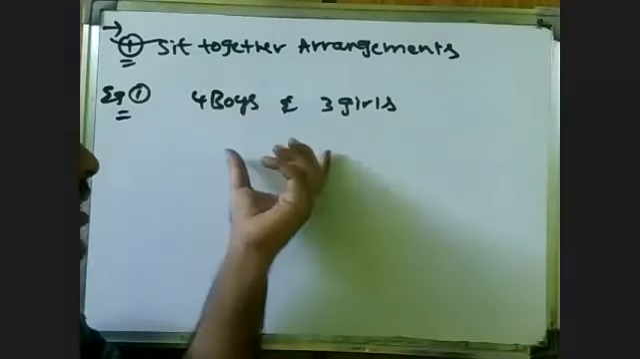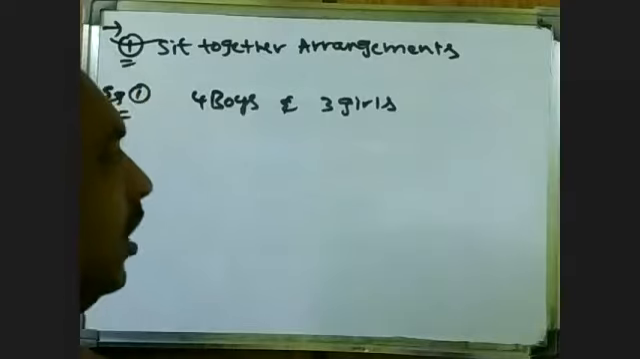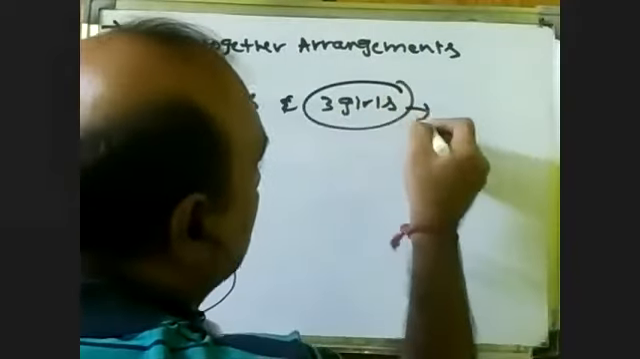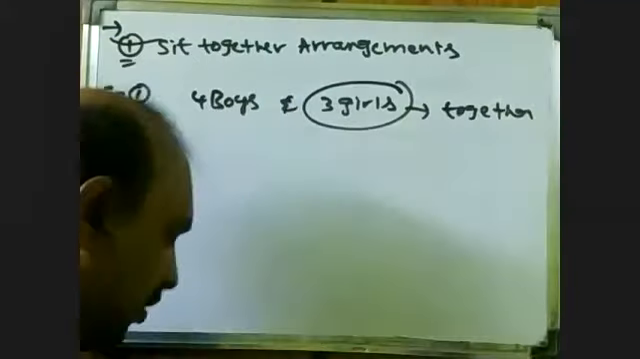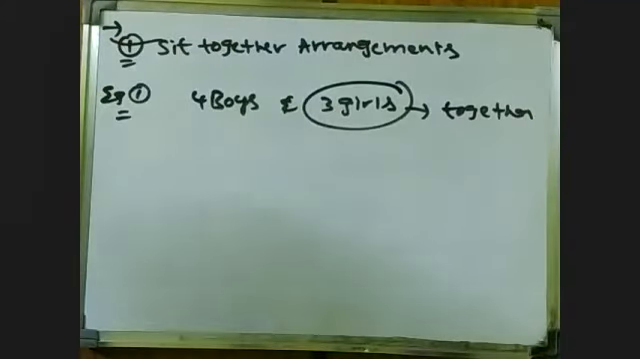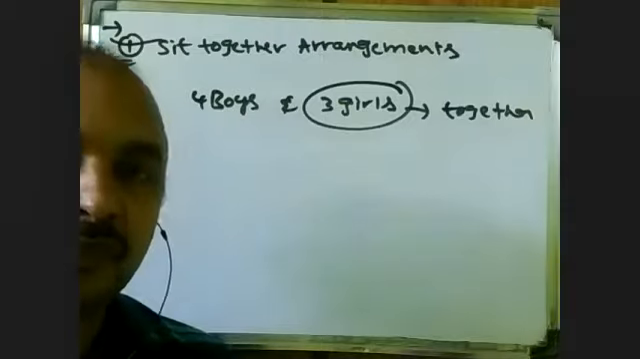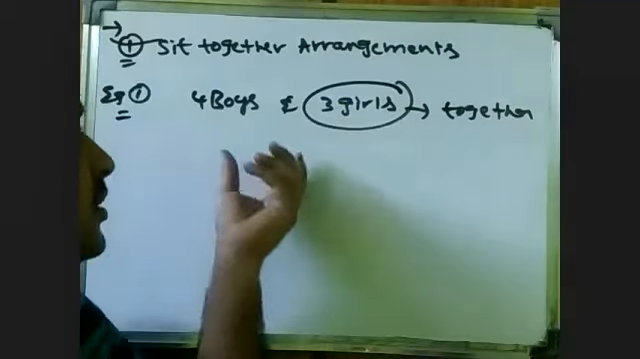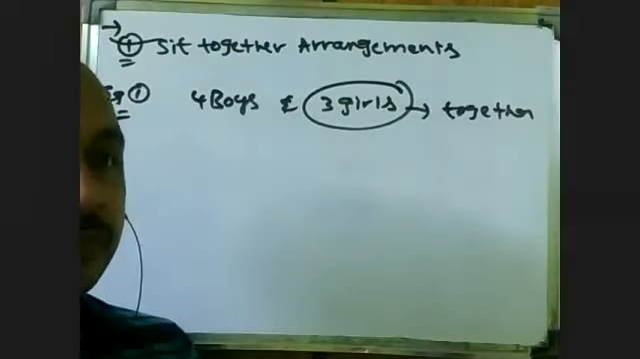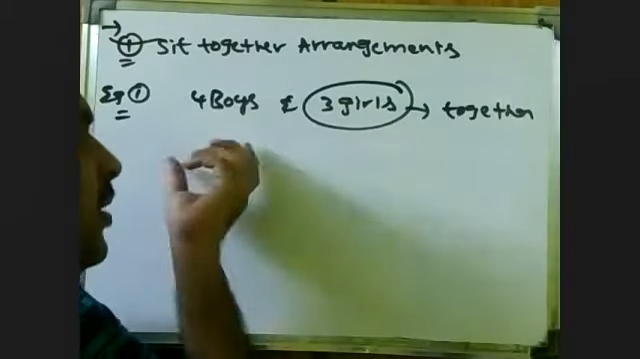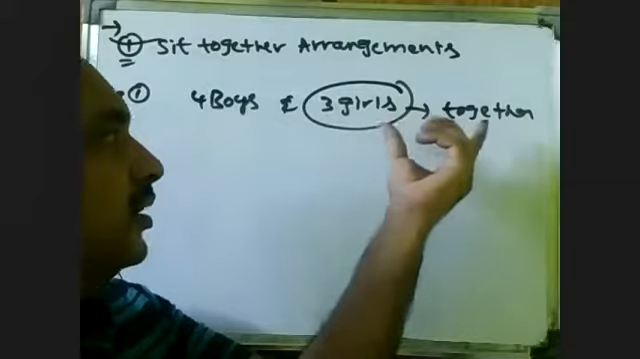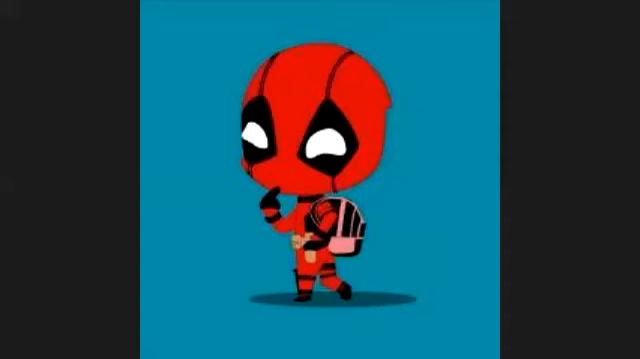Consider the 4 boys and 3 girls in a classroom. I want to arrange them in such a way that all the girls should come together. All the girls should come together. Just let me explain how you can. There are 4 boys and 3 girls in a classroom. I want to arrange them in such a way that all the girls are together. All girls together. How can you do this?